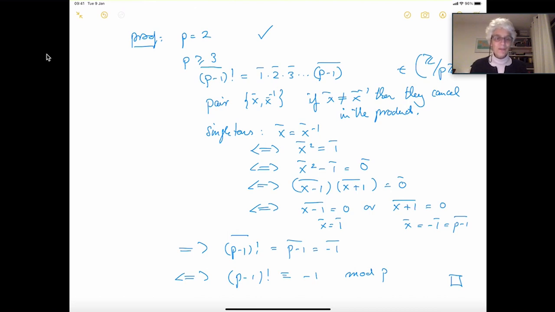I hope this was quite fun to see group theory actually used in number theory. And I wish you a good break.